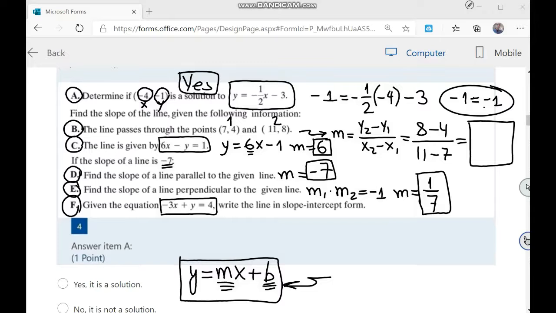You can add 3x to both sides. If you add 3x on both sides of the equation, you're going to have y equals 3x plus 4. You add 3x on both sides, addition property, and this is the answer. This is the slope-intercept form. Y equals 3x plus 4. End of the first part.